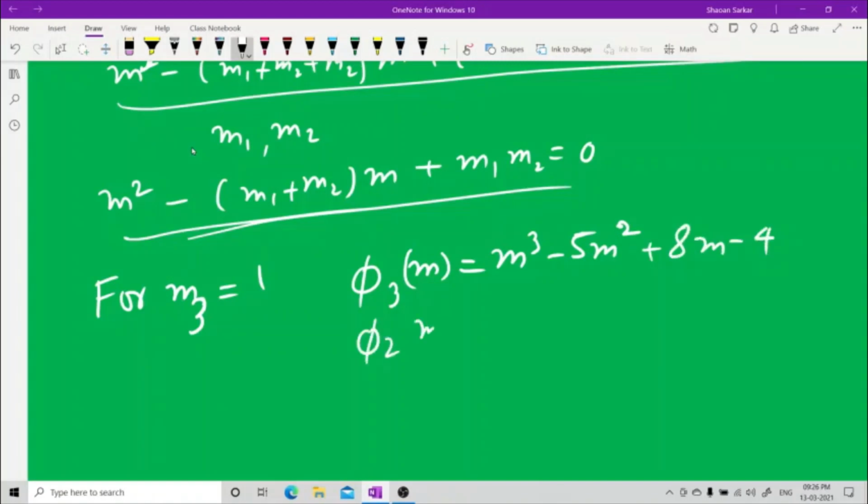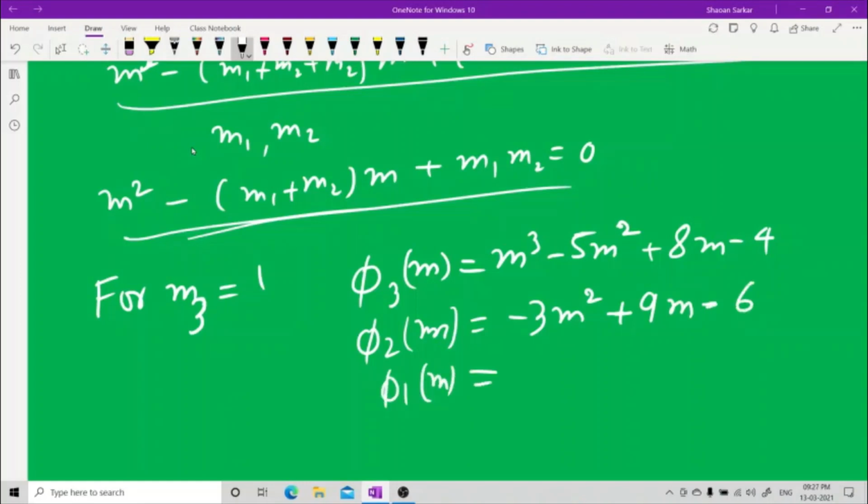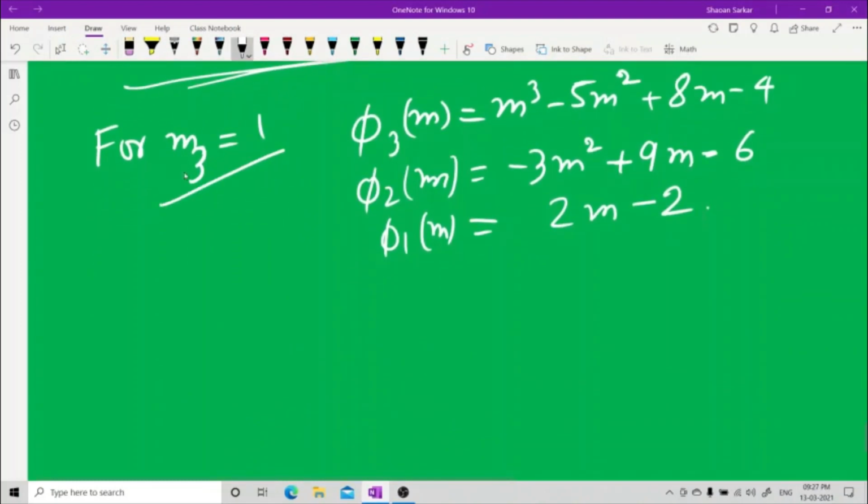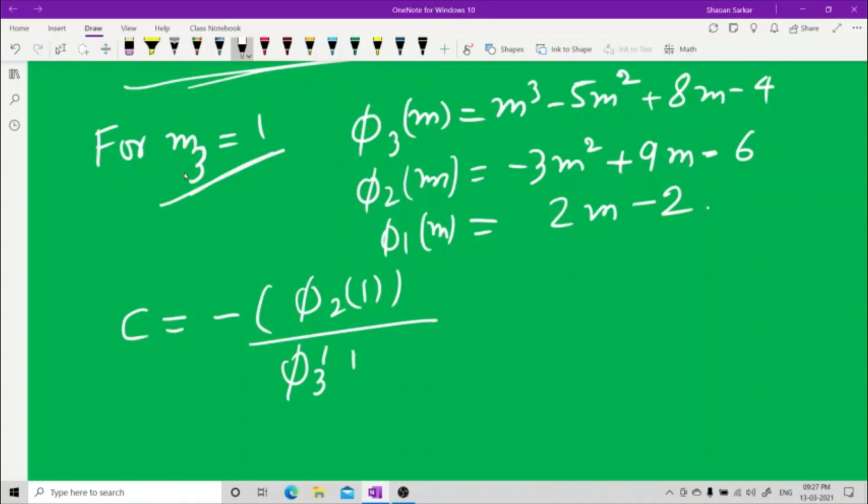And phi 2m is nothing but minus 3m square plus 9m minus 6. And phi 1m is 2m minus 2, though I don't need it. Now how to find C for this? Because this is a single root, we just need to find C. Write the one-degree-less term above at 1, and in this you have to take a derivative and put 1 here.